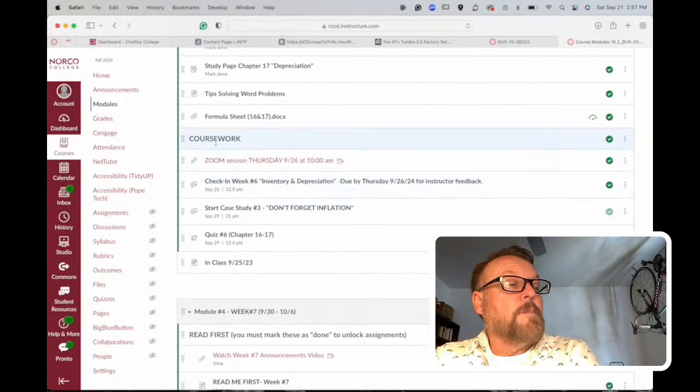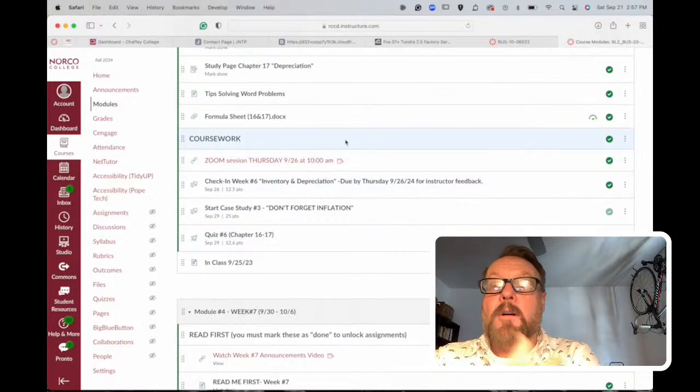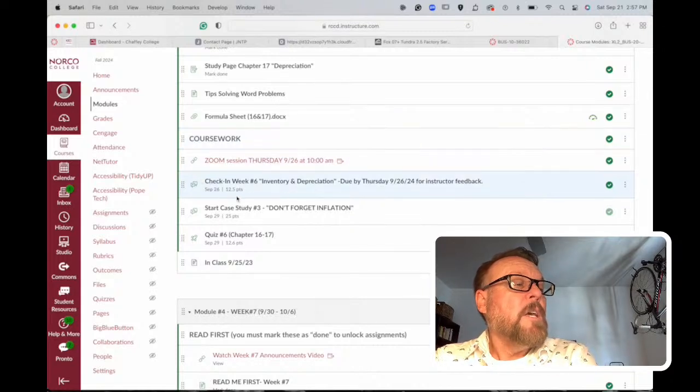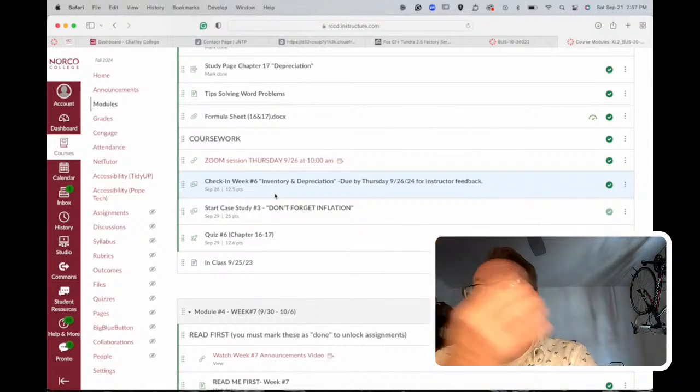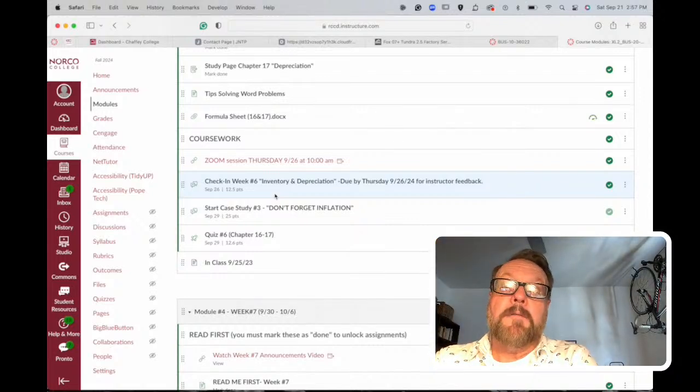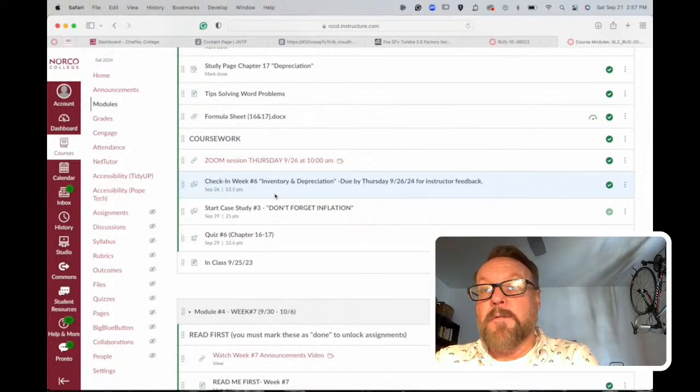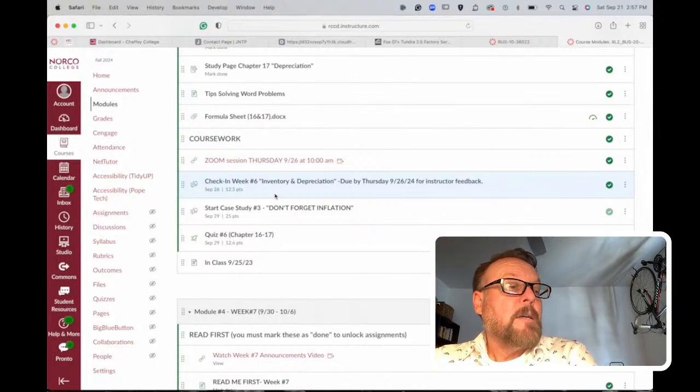I will have a Zoom session this Thursday, once again at 10 a.m. I'll go over some problems from chapter 16 and chapter 17. You do have a check-in assignment helping Sienna. I think there's 6 or 8 problems on there that you need to help her solve, each from the different chapters. So probably 3 to 4 in each chapter. Make sure you do that.